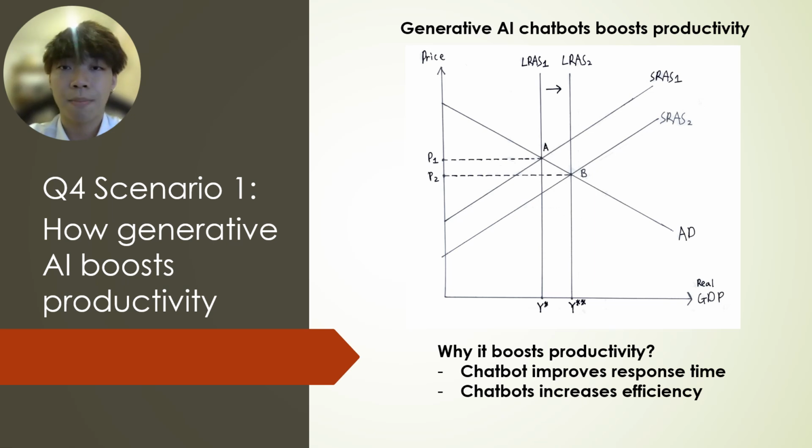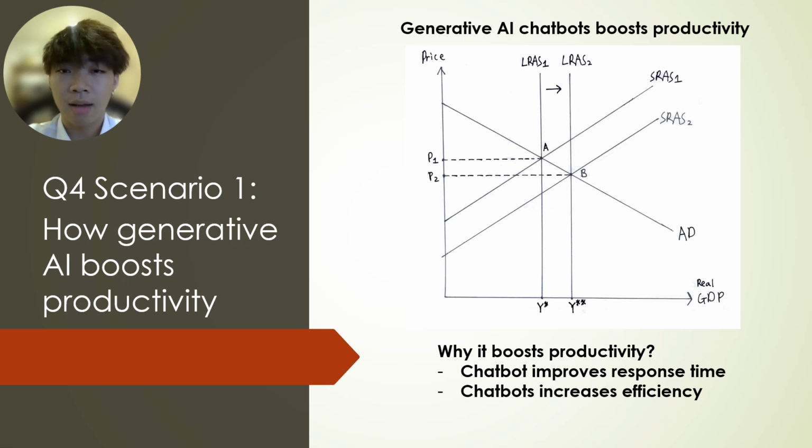The graph starts at point A, where the AD curve and SRAS1 curve intersect, which is where the economy is in balance, with an output of Y star and a price of P1. With the implementation of AI chatbot to replace their human customer service, it boosts their productivity because chatbots reply rapidly and automatically to customers' inquiries. This increase in productivity shifts the SRAS curve to the right from SRAS1 to SRAS2 because companies can now produce more output at the same price level, which then results in a higher level of real GDP, moving Y star to Y star star as the economy reaches point B.